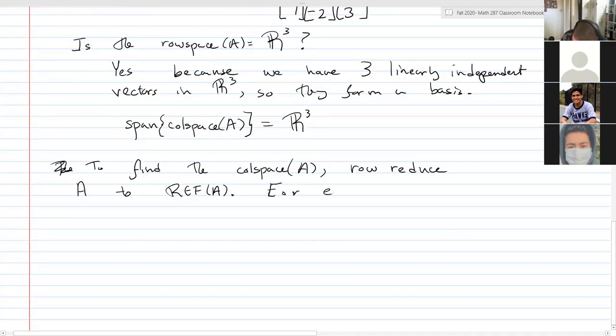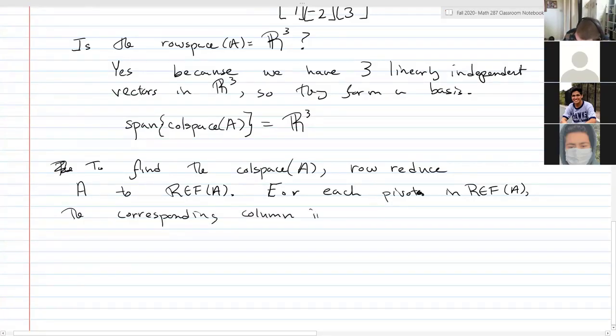For each pivot in REF A, that is a non-zero leading 1, the corresponding column in A is a column vector in the column space of A.